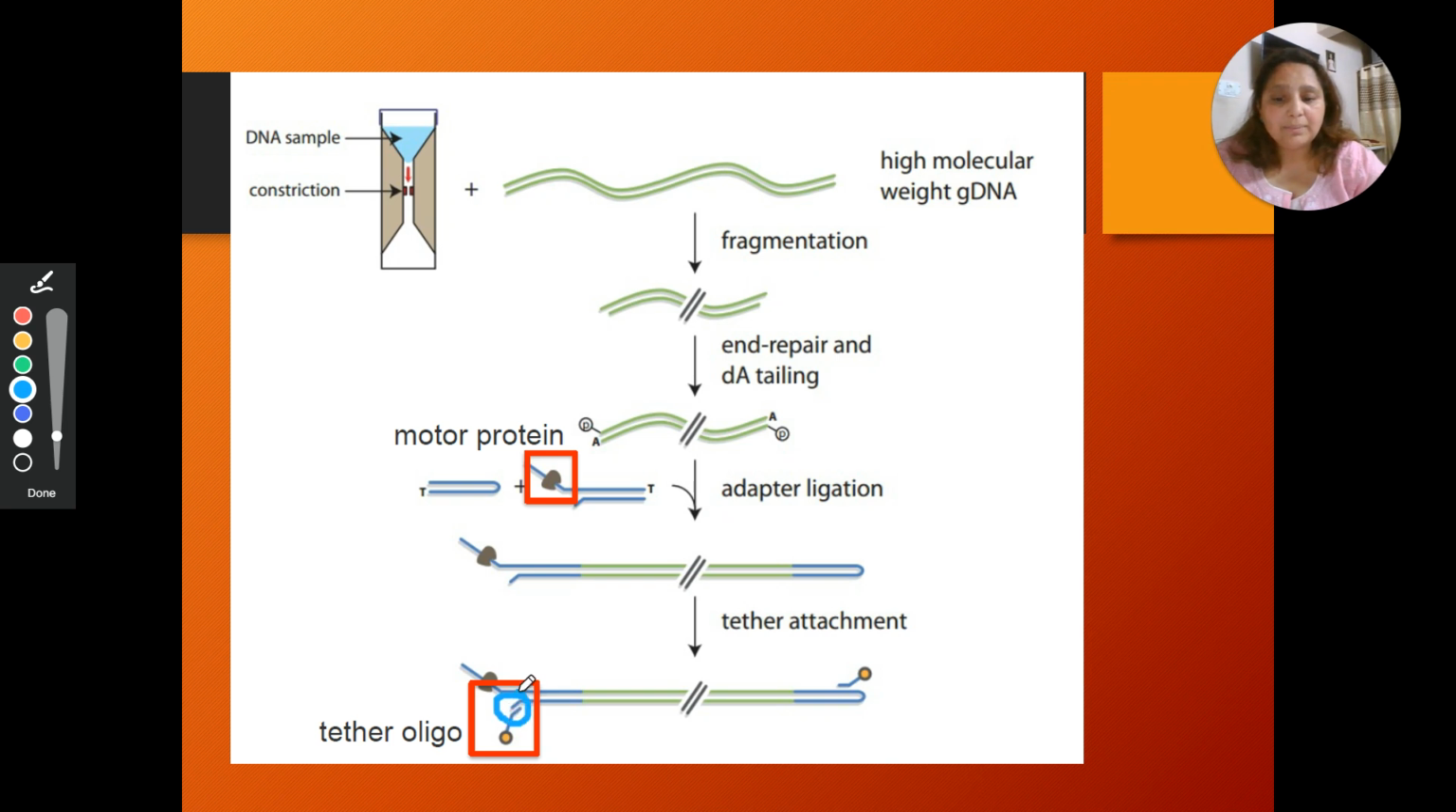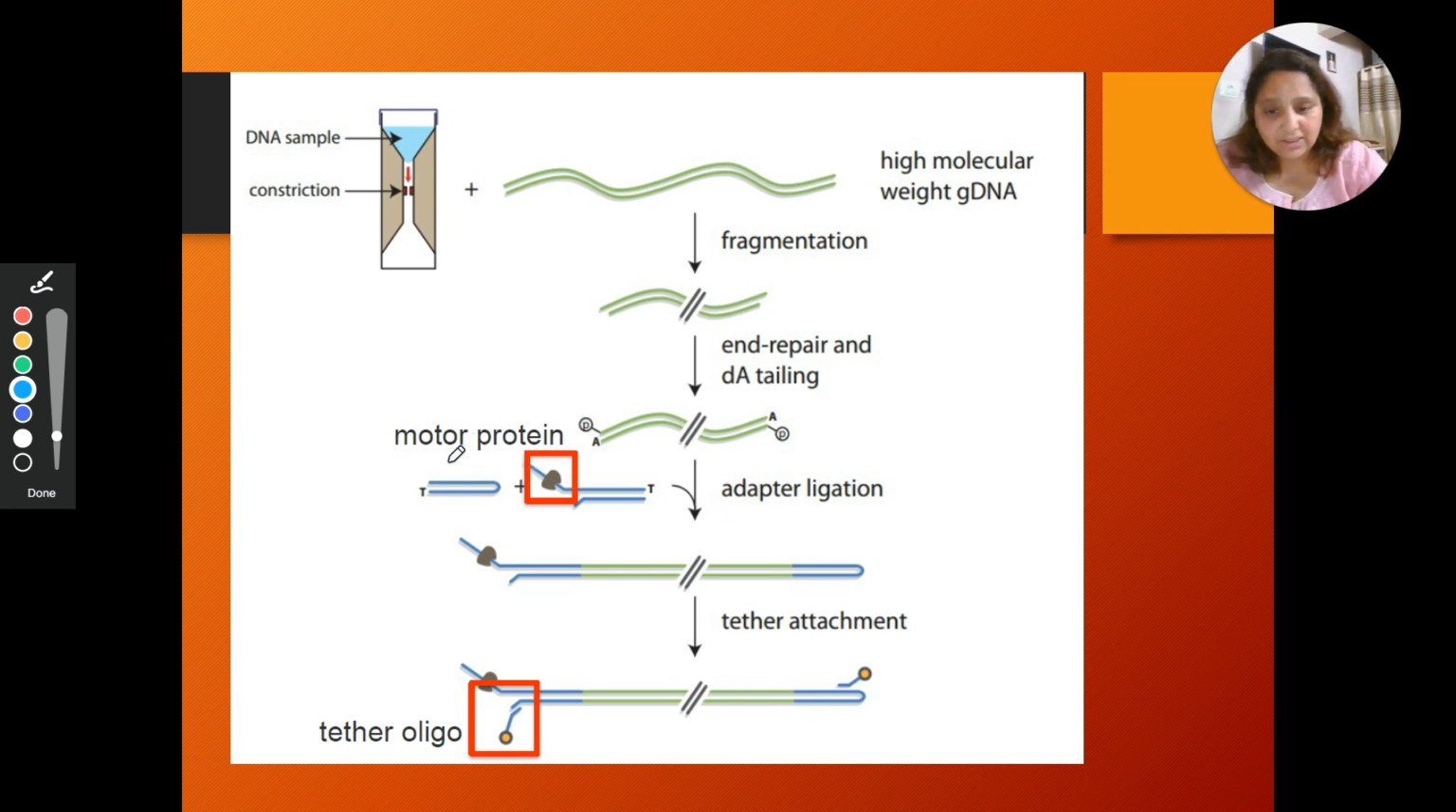is complementary base pairing. This tether oligo is attached to the strand opposite to the strand to which this black molecule is attached. What is this black molecule? This black molecule is called the motor protein. What do we call it? Motor protein.